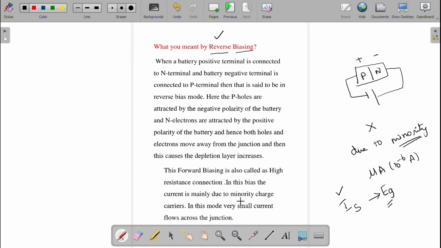So in this bias, the current is mainly due to minority charge carriers, a very small amount of current in the order of microampere. This is very important. For this experiment, if asked which biasing is given, you should immediately answer reverse biasing. Almost all the topics related to this experiment I have discussed here.